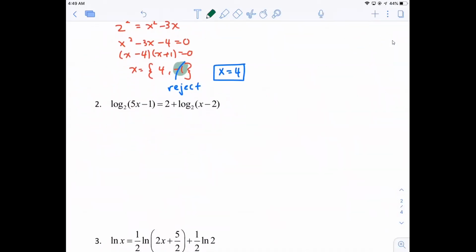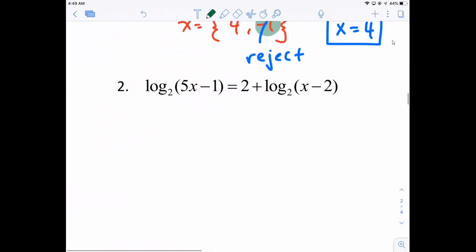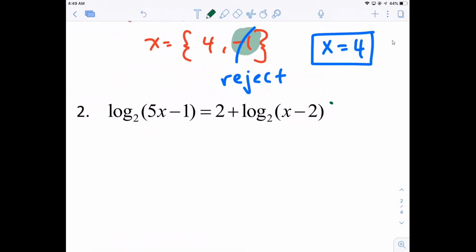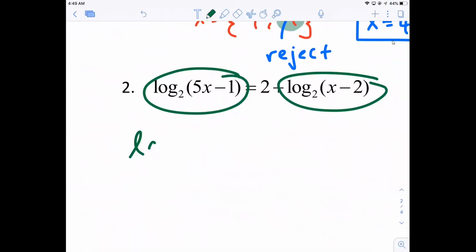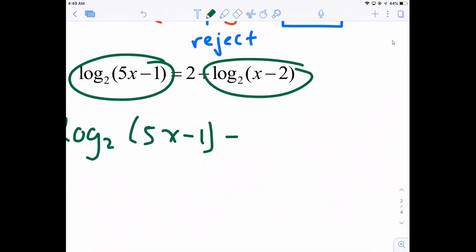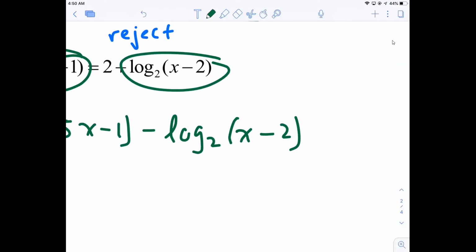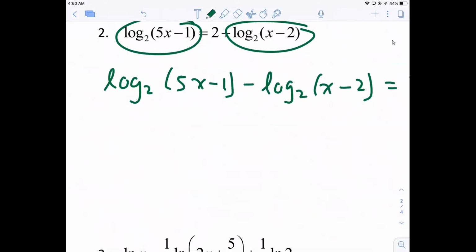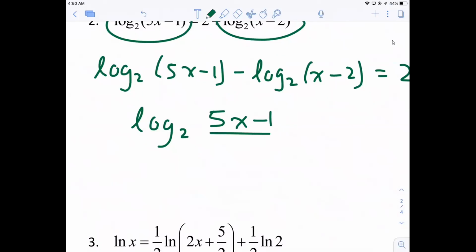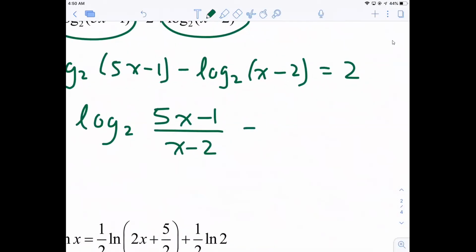Number 2, log base 2 of that equals 2 plus log base 2 of that. Again, when you have multiple logs, let's combine them using our log rule. So I'm going to get those two logs on the same side. Log base 2 of 5x minus 1 minus log base 2 of x minus 2 equals 2. So using our log rule, when we're subtracting logs with the same base, we can make that a quotient. We can make that division. So log base 2 of 5x minus 1 over x minus 2 equals 2.